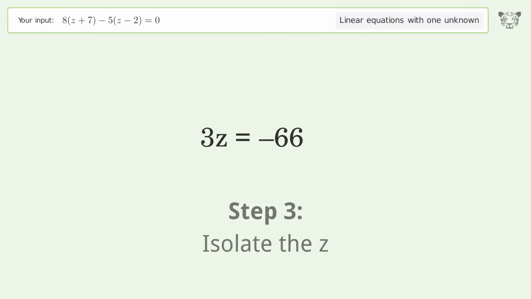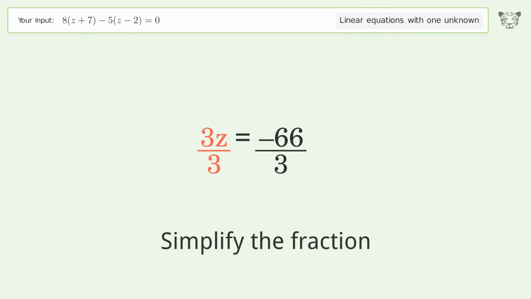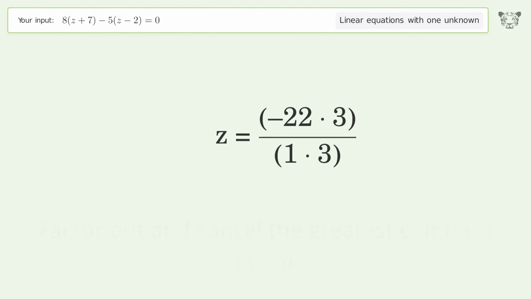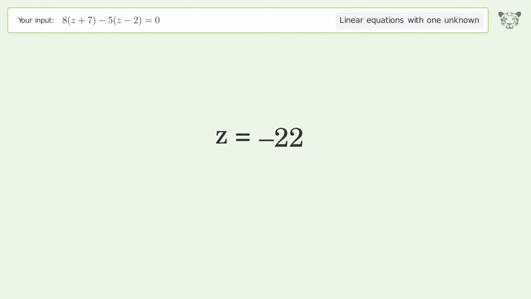Isolate the z. Divide both sides by 3. Simplify the fraction. Find the greatest common factor of the numerator and denominator. Factor out and cancel the greatest common factor. And so the final result is z equals -22.